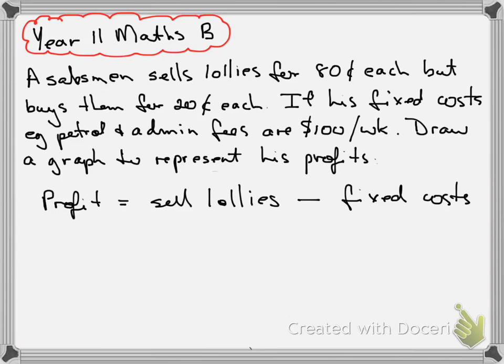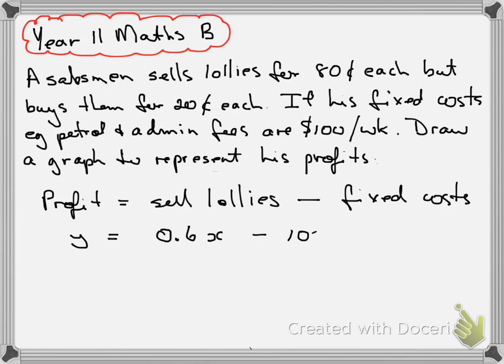Now I'm going to let the profit be our y value on a graph, and then selling our lollies. So if he sells one lolly, he makes 80 cents when he sells it, but it costs him 20 cents. So he's actually making 60 cents profit per lolly. If he sells two lollies, that's $1.20. Three lollies, $1.80. So when he sells his lollies, he's making 60 cents, which is 0.6 of a dollar, for every lolly he sells.